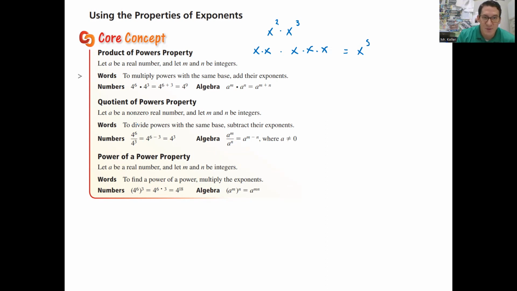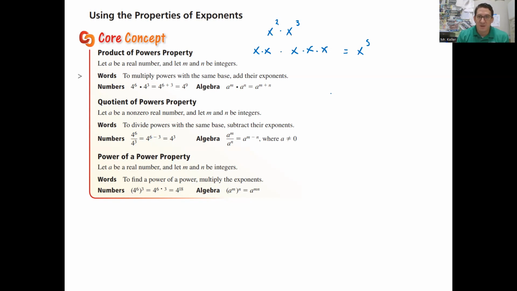Quotient, you subtract. If you have a fraction, you subtract the bottom exponent from the top exponent. So 4 to the 6th divided by 4 to the 3rd, 6 minus 3 is 3.